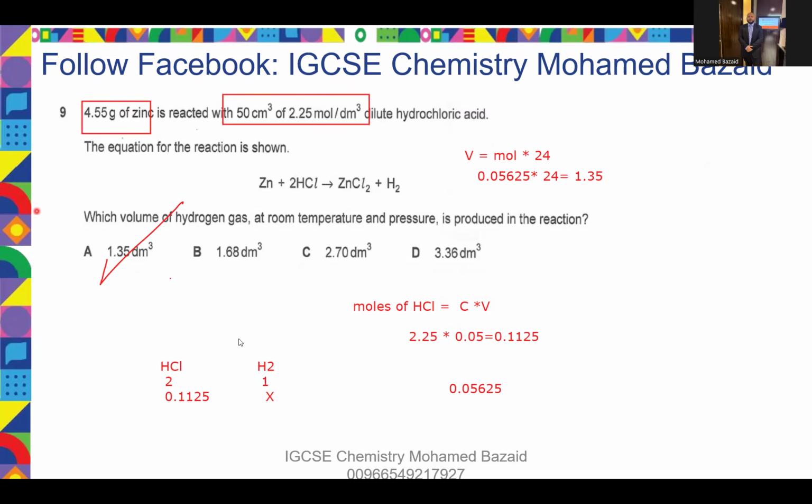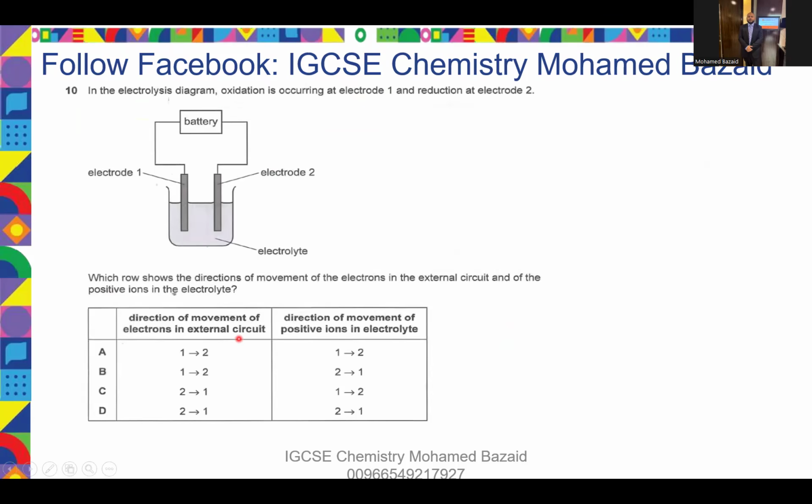Next question, question number 10. As you see here, this is electrolysis, in which oxidation is occurring at electrode 1 and reduction at electrode 2. Oxidation occurring at electrode 1. So this is electrode 1. Oxidation occurring here. So what does it mean? This is anode. And reduction at electrode 2. So electrode 2 is cathode.